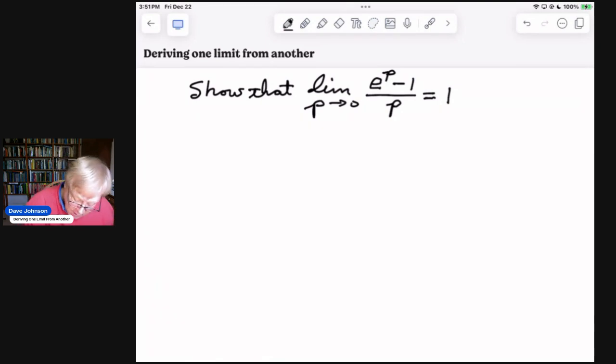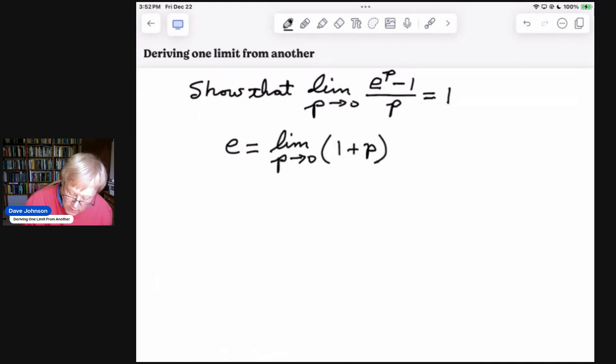So we're going to start with an existing limit that we have already seen, hopefully by this point, the definition of e. So e is equal to the limit, and we're going to use p here, as p approaches 0 of 1 plus p raised to the 1 over p. Another way to do this would be to say the limit as x goes to infinity of 1 plus 1 over x raised to the x. But it's going to be easier in this case to use the limit where p goes to 0.